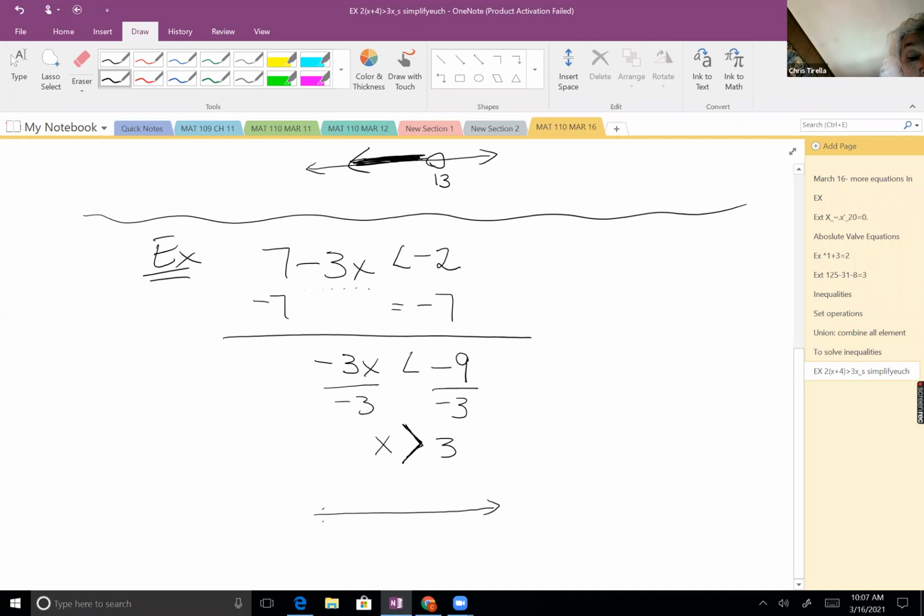To show it on a number line, we have 3. We're not including the 3, and we want the larger side. So this would be an interval open at 3 to infinity. All right, for solving inequalities, this is familiar to everybody. Where you have to be careful is if you multiply or divide by a negative. And if you do so, you have to remember that that direction switches.